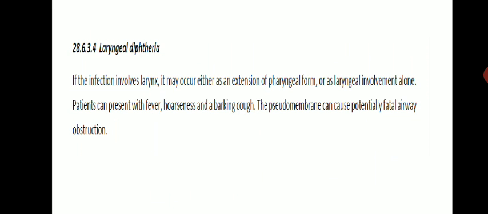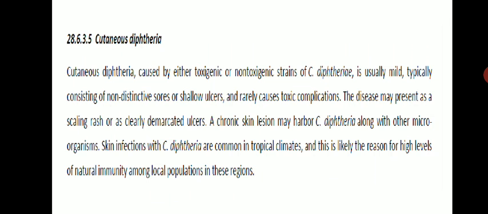Okay. The next is cutaneous diphtheria. As the name suggests, this diphtheria is related to the cutaneous layer. Cutaneous diphtheria is caused by either toxigenic or non-toxigenic strains of Corynebacterium diphtheriae, and it is usually mild, typically consisting of non-destructive sores or shallow ulcers, and rarely causes toxic complications. This disease may present as a scaling rash or as clearly demarcated ulcers, and a chronic skin lesion may harbor Corynebacterium diphtheriae along with other microorganisms.